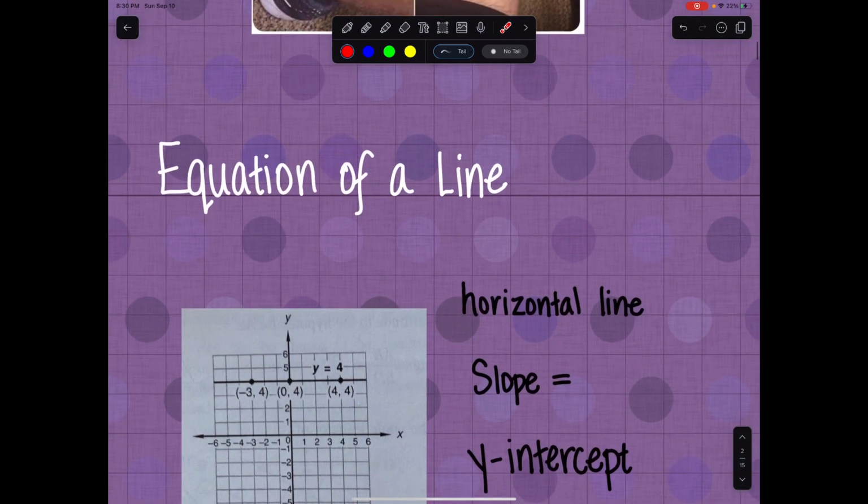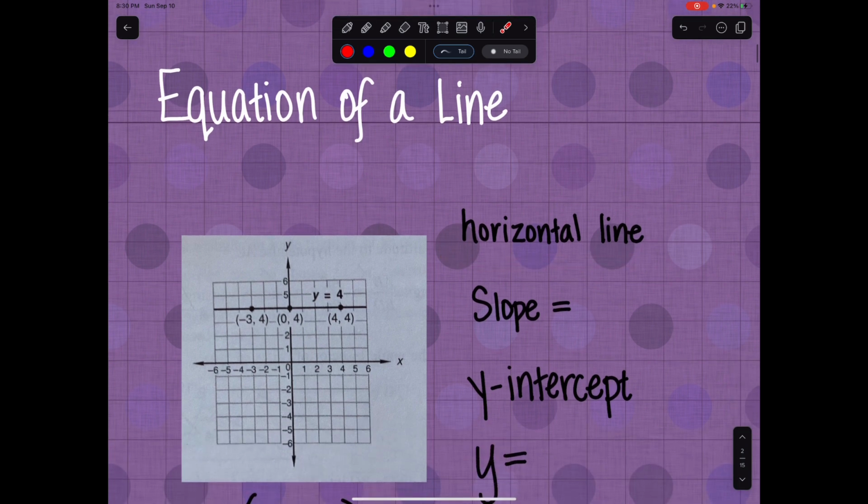Let's talk about the equation of a line. We're going to start with a horizontal line. So look at the horizontal line in this graph. Remember, horizon is like a horizon. It's going to go left to right across the graph. A horizontal line does not ever cross the x-axis. It could be right on it, but it's either above it or below it. But it's going to cross the y-axis. The y-axis is this one, and it's going to cross it at only one point, and that point is called the y-intercept.